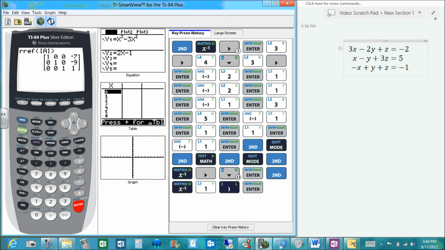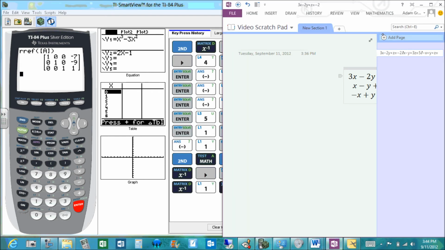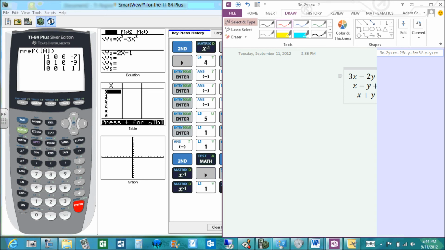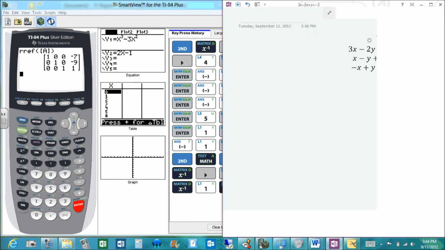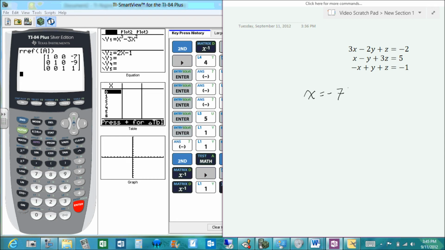So we get the solutions. Now, how do I get a pen out of this thing? That's an interesting question, isn't it? Draw. How about that? That looks like something I'd like to draw. Okay. So we get, it's getting big again here. So we get, I'm claiming that X equals negative 7, Y equals negative 9, and Z. Can I erase? Oh, neat. Okay. Z equals 1 is the solution.